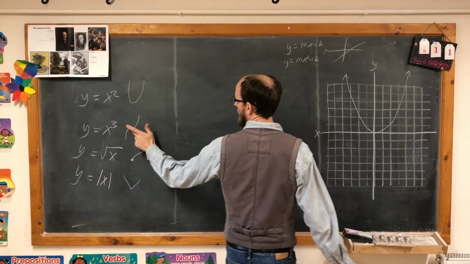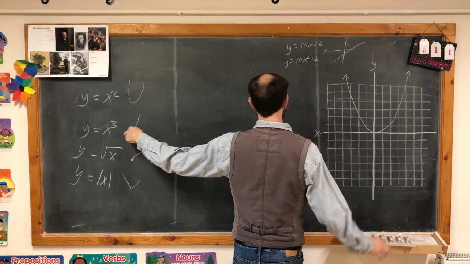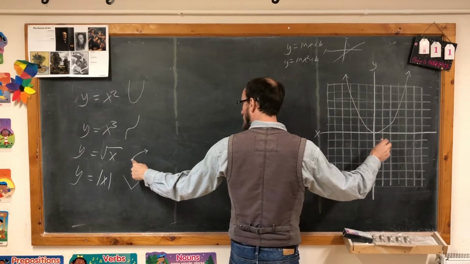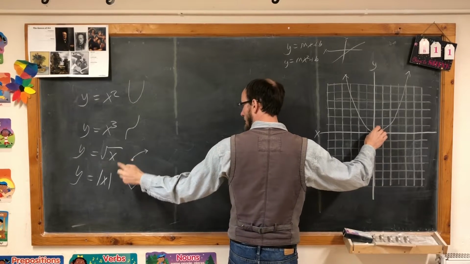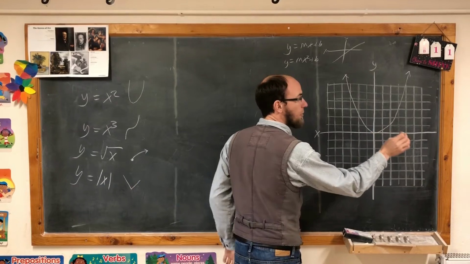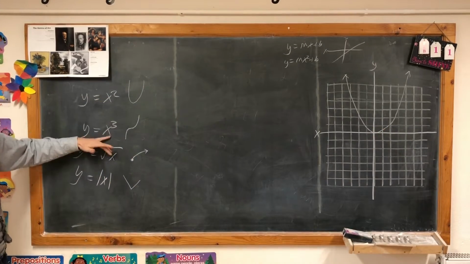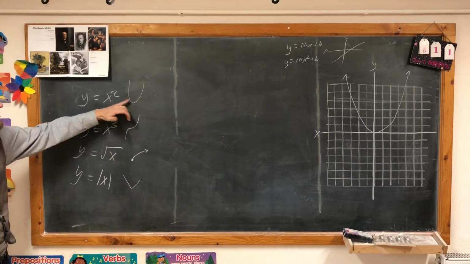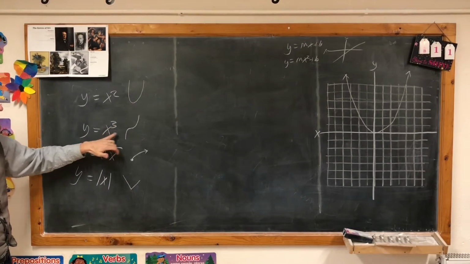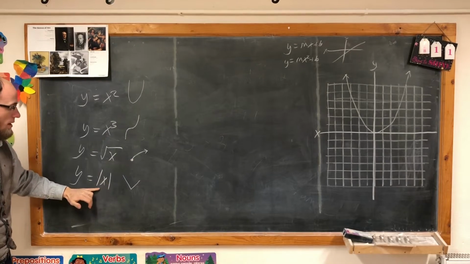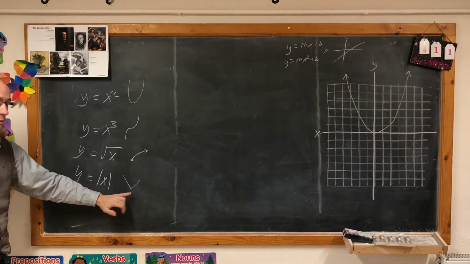The same is true of this one. This turning point right here will be smack on 0. This one's point of origin will be smack on 0. And this one's point of reflection will be smack on 0 for these kinds of graphs. So anytime you see this in a formula, squared, look for this shape. Cubed, this shape. Square root, this shape. And absolute value, it's going to be this shape.